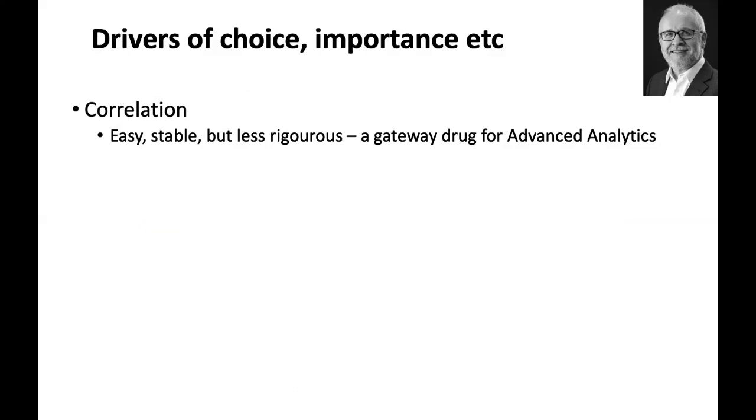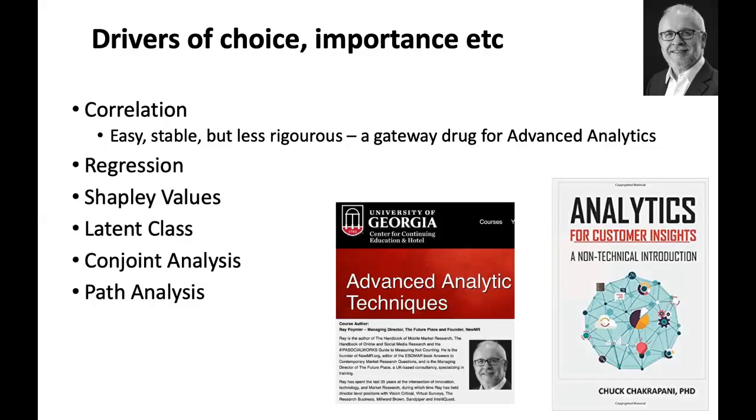So I showed a method of using correlation to do drivers of choice. Now, most marketing scientists would prefer not to. It's very easy to do. It is very stable. When you do it on this year and then you do it next year on similar data, and the following year on similar data, you get very similar results. But it's not rigorous, which is why Jeffrey Henning described it as a gateway drug for advanced analytics.